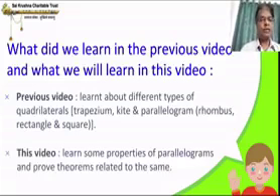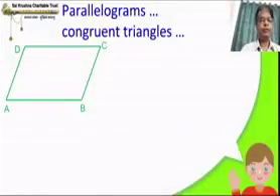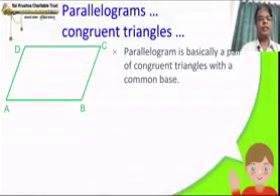So, as I told in the last part, we'll be seeing one property in each video and then prove one or two theorems related to that property. The property name is congruent triangles property. Let us see what that is. ABCD is a parallelogram. A parallelogram is basically a pair of congruent triangles with a common base.